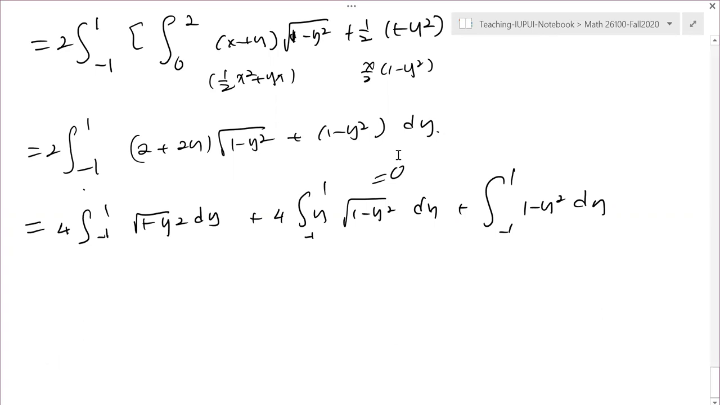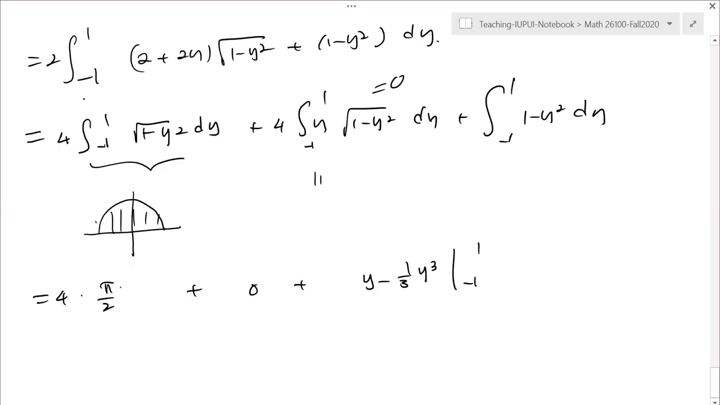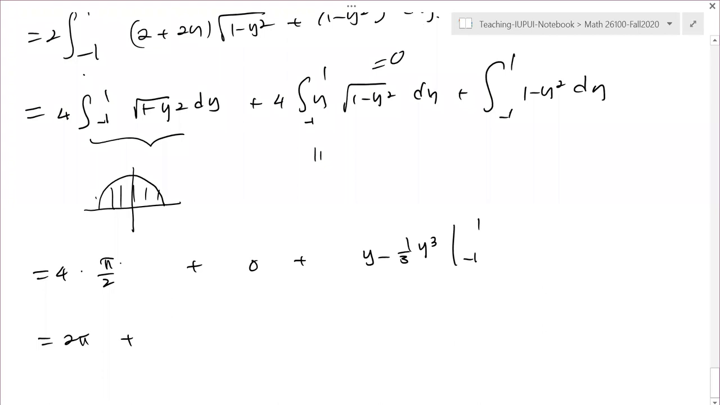On a symmetric interval, the negative part and the positive part cancel out. You can use substitution to evaluate, but how about this part? This part is nothing but the area of the semicircle. If you want to find the area of the semicircle, you end up with this integral, right? So this will be the area of the semicircle. It's 4 pi over 2. Okay. And plus, this is going to be 0, right? Plus the antiderivative of that function is y minus 1/3 y cubed. Evaluate at the 2 endpoints. Okay, I will get 2 pi plus, yes, 2 pi, right? So I get 4 over 3, I think. Yeah, 4 over 3.